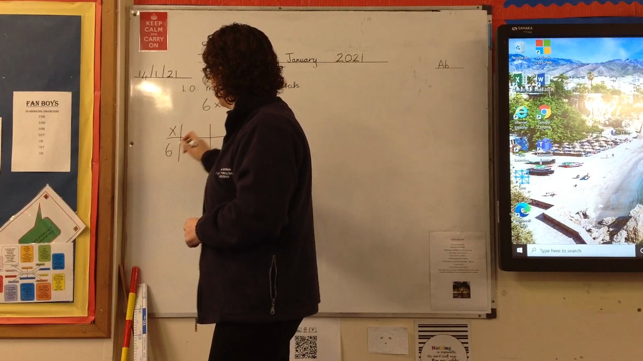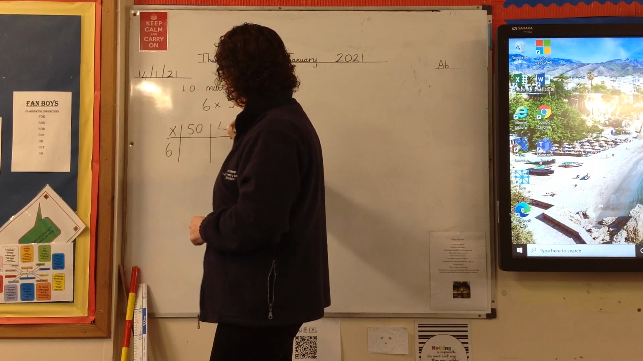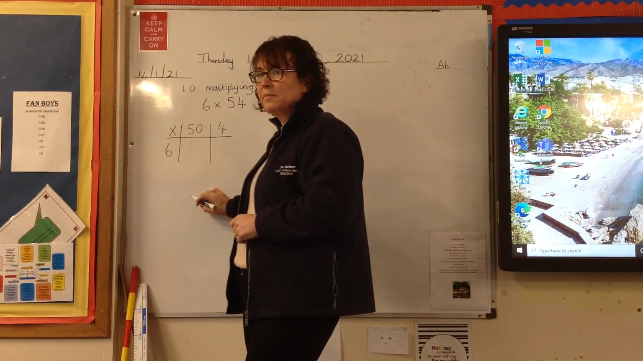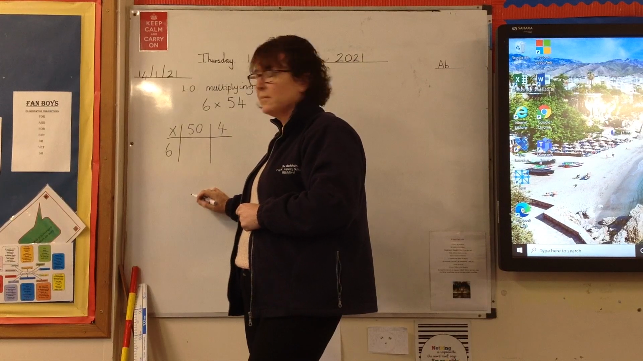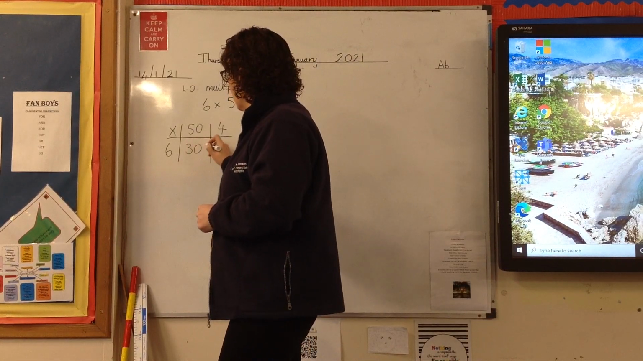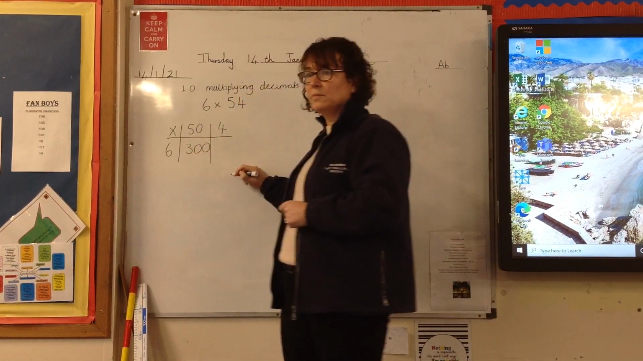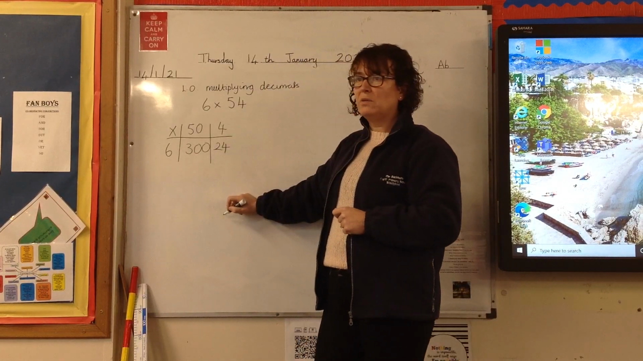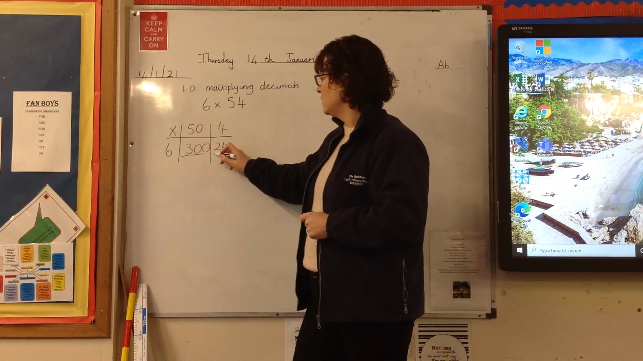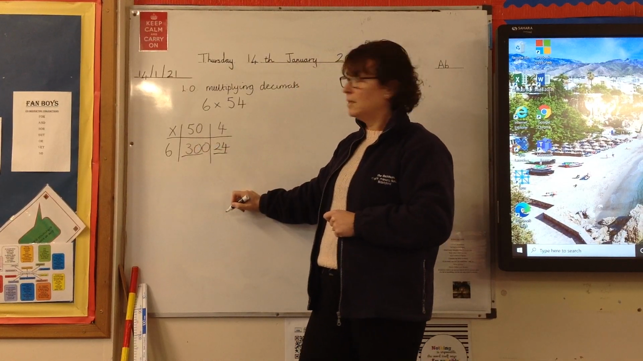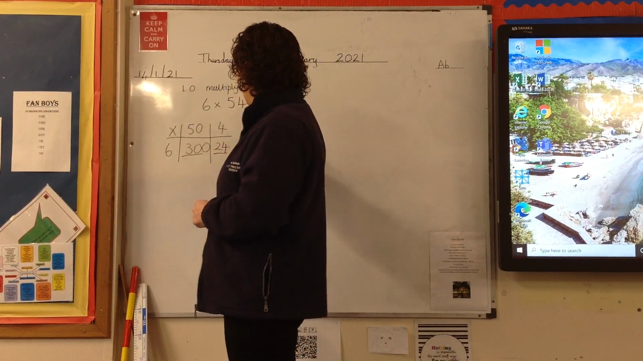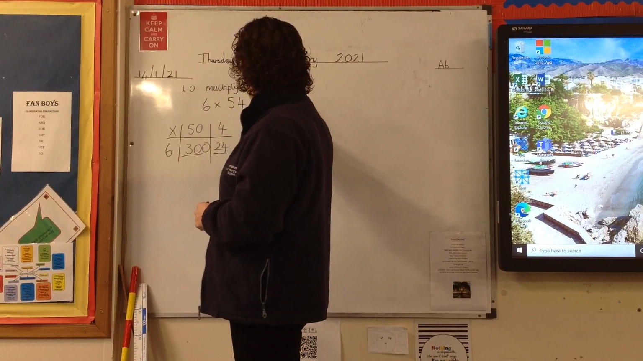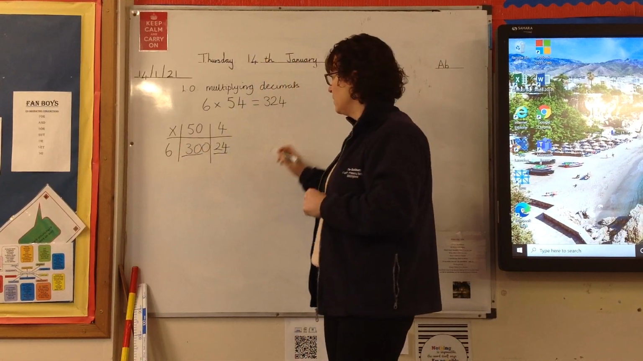So 54. Okay, so that one. 6 times 50. Yeah? 300. And then 6 times 4. 24. And then what would we need to do with those two numbers? So with this one and this one, what would we need to do? Add them up. So our answer would be 324.